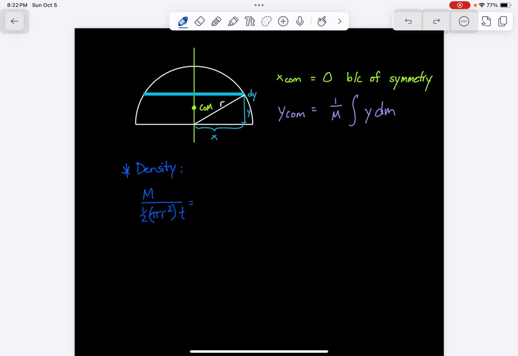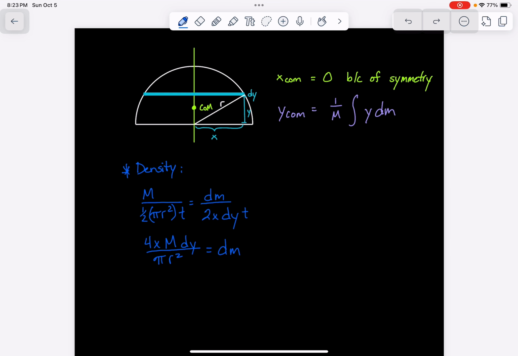So I'm going to start actually with density in order to replace that dm. So the total mass of the semicircle is equal to the area of the semicircle, which is half of pi r squared times the thickness of the plate, whatever that is. And it's only half of pi r squared because it's only a semicircle instead of a whole circle. And that equals dm over, and then my little sliver has a length of 2x because it has to be the whole rectangle times the thickness of the plate, which is the same as on the other side of the equation, and then times dy, which is the little vertical thickness that we have.